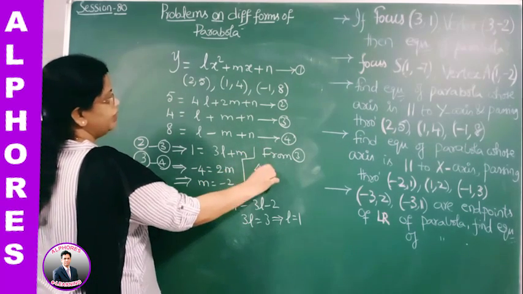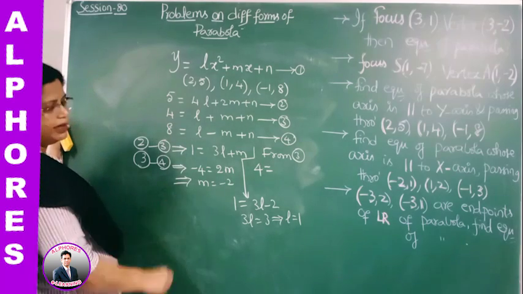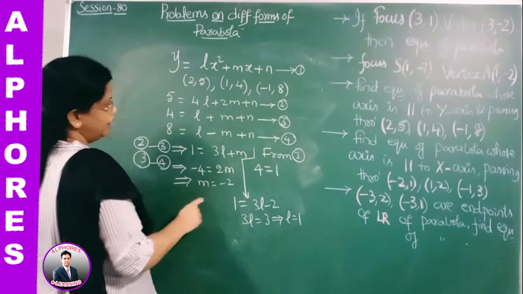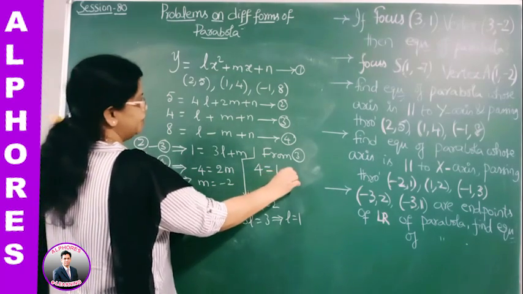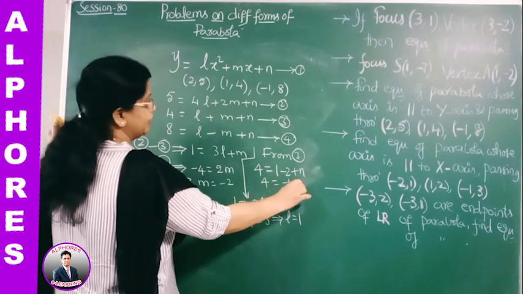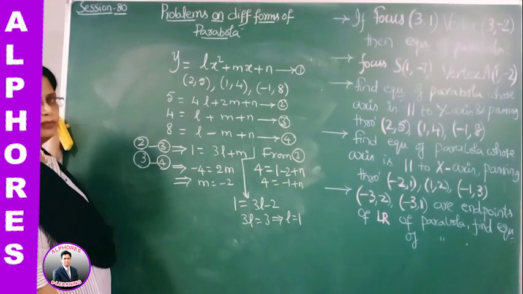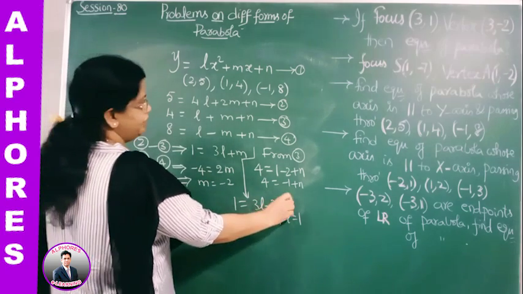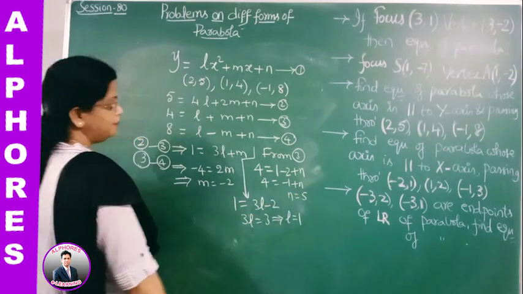4 is equal to, third equation, L value, it is 1, m value minus 2 plus n. That implies 4 is minus 1 plus n, and hence n equal to how much here? 5. Finally you got all the values L, m, n.